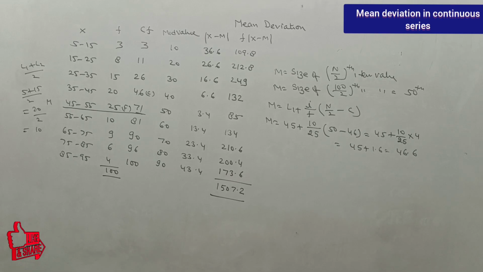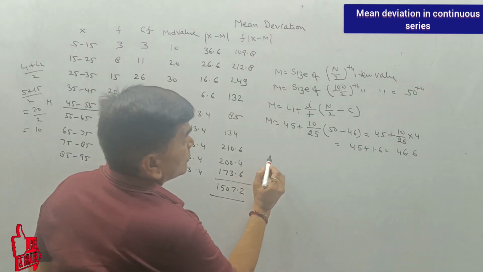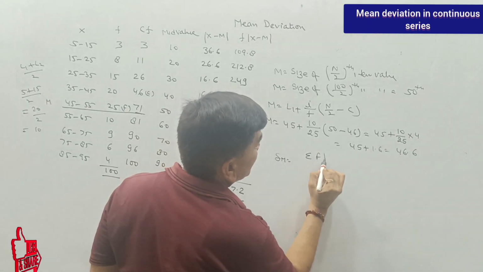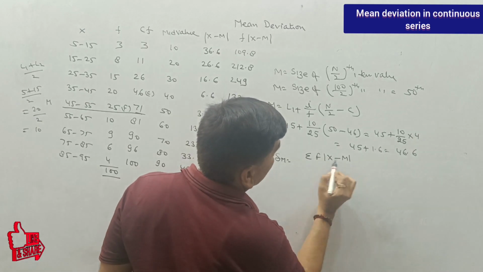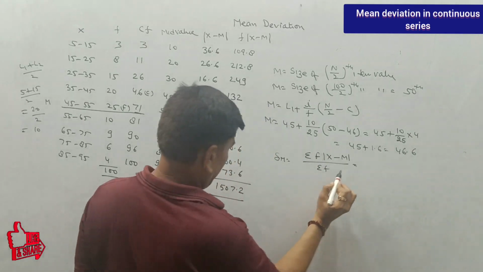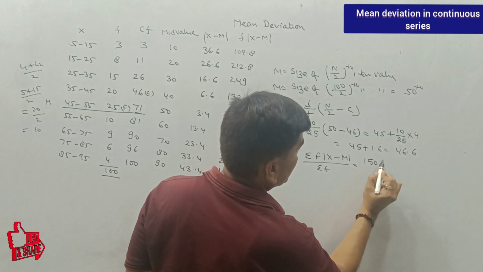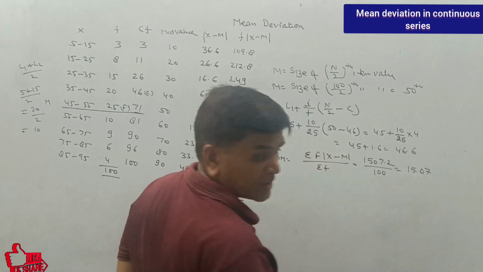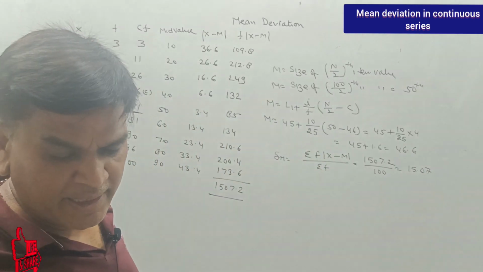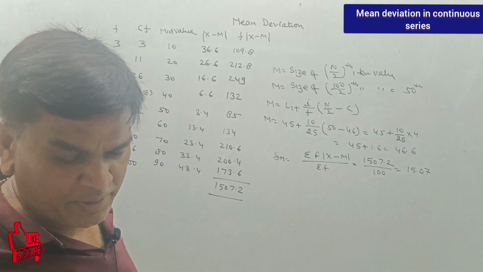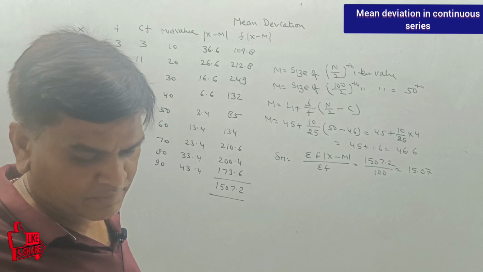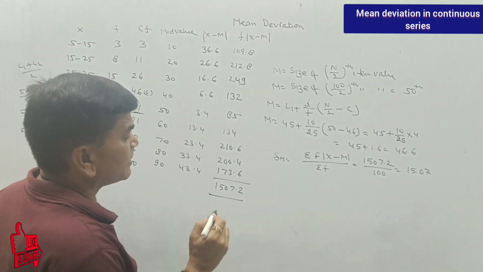So this is the value of mean deviation. Mean deviation from median is sigma f |x - M| divided by sigma f, that is 1507.2 divided by 100, that is 15.07. So the value of mean deviation is 15.07. Okay, 15.07 is the right answer.